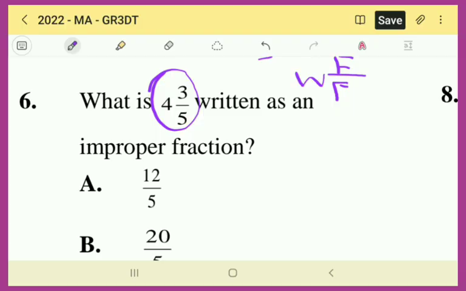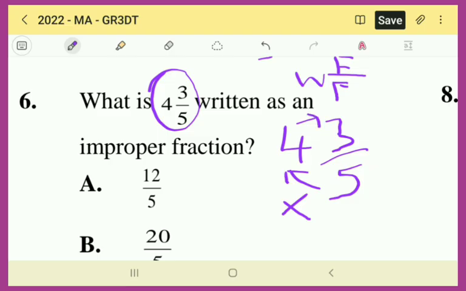I'm going to set it out right here. So we have 4 3/5. We want to convert or change it to improper. So this way, we're going to multiply. Then when we come this way, we're going to add.